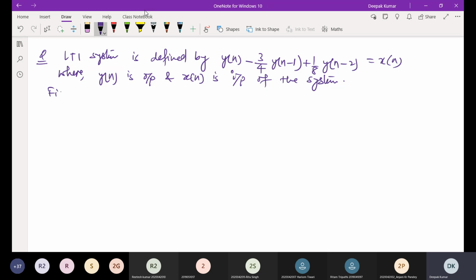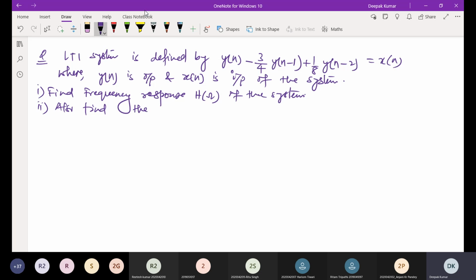Then find the frequency response H of omega of the system. Another question: also find the impulse response h of n of the system. This is a very simple question.